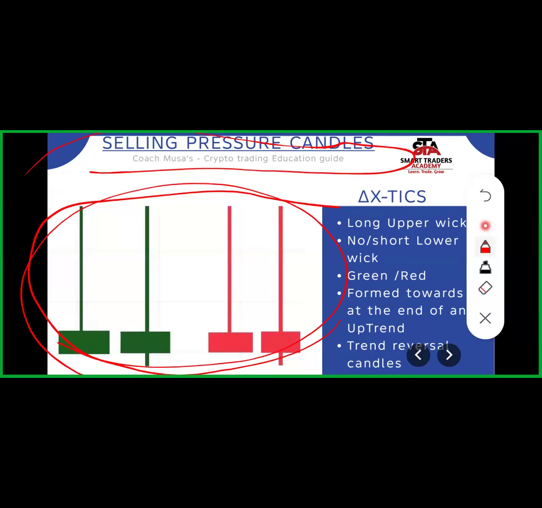Okay. So I hope that the only thing missing here is the gravestone doji. It is also supposed to fit here. I just didn't add it. It's also supposed to fit there as one of the selling pressure candlesticks.